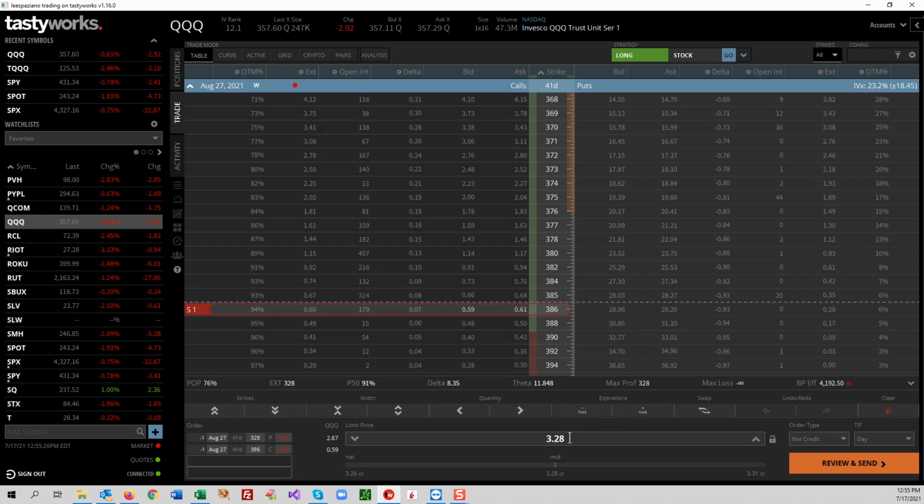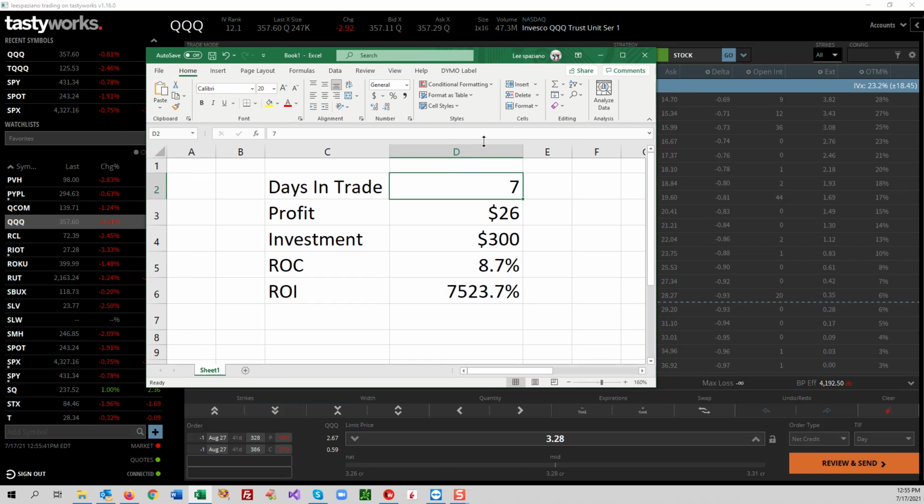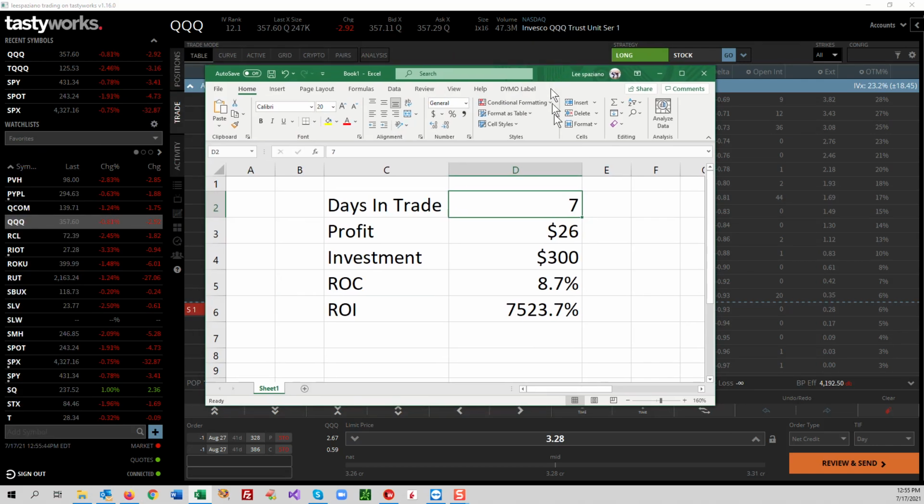And we're collecting a total of $3.28. Now, we don't know if we're really going to collect 328. That's based on how good of a fill we get, but let's just use that to compare the trade. So we're looking at 41 days in trade, and we would potentially make a profit of $328, and our investment is right here. It's our buying power effect, which is $4,192.50. So best case scenario, we're looking at making 7.8% return on capital, which calculates to be an ROI of 95.5%. So that's pretty good.